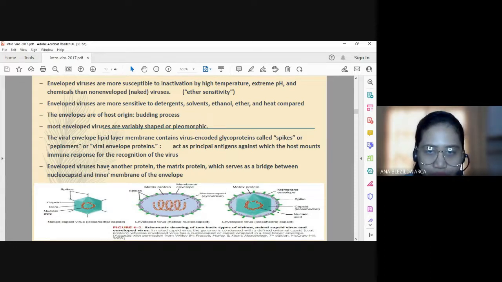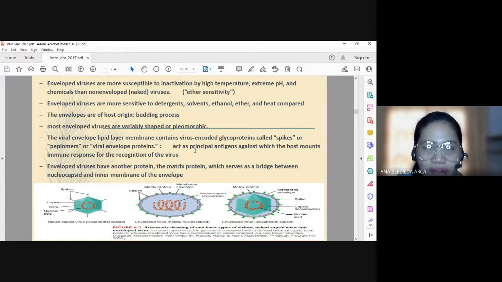So the viral envelope lipid layer membrane contains the virus-encoded glycoprotein called spike. So dito daw sa ibabaw ng envelope, nandoon nakakabit yung spike. Unlike kapag naked, nasan yung spike? Nandito siya mismo sa capsid nakakabit. Okay? So they are called spikes or peplomers or viral envelope proteins. Those are the different terminology. So they act as principal antigens at which the host mounts immune response to the recognition of the virus.